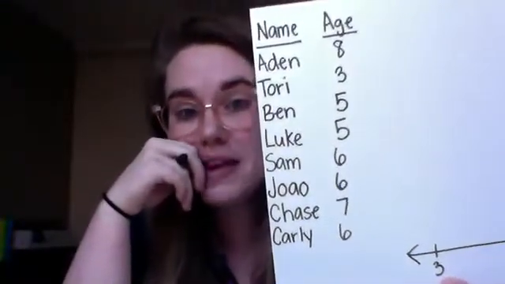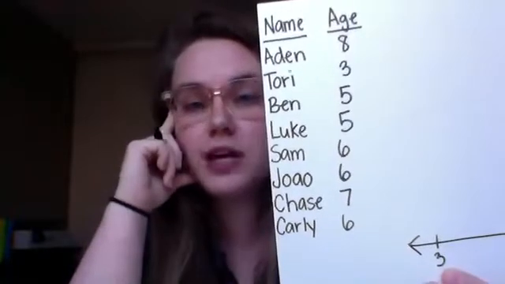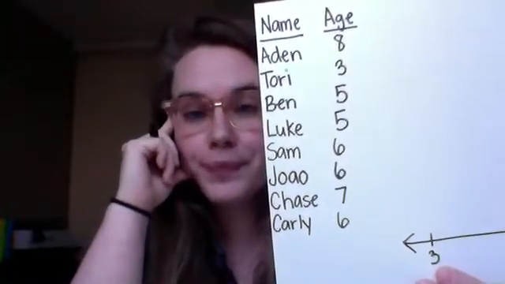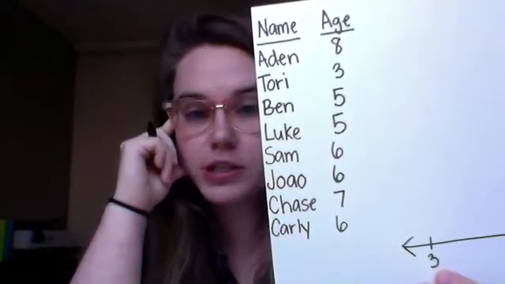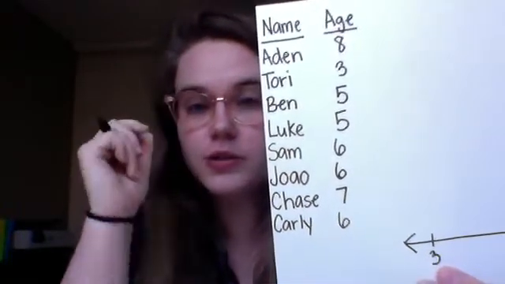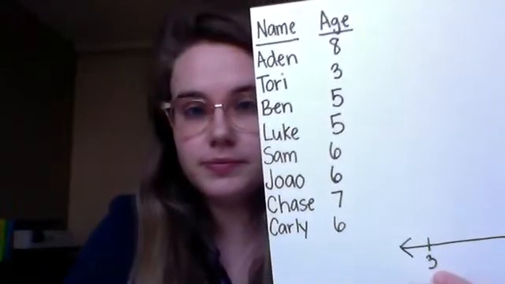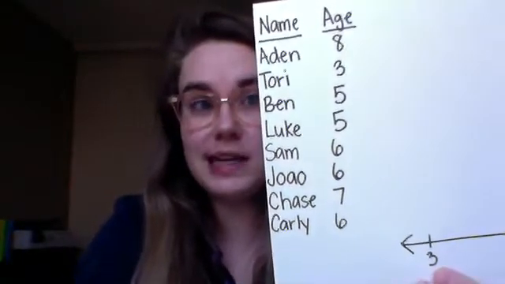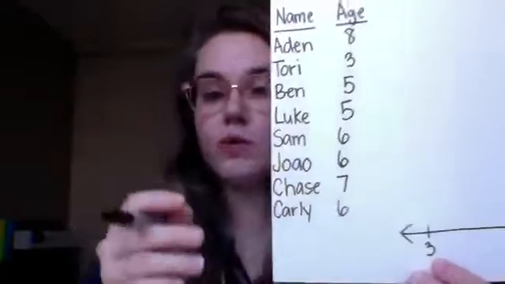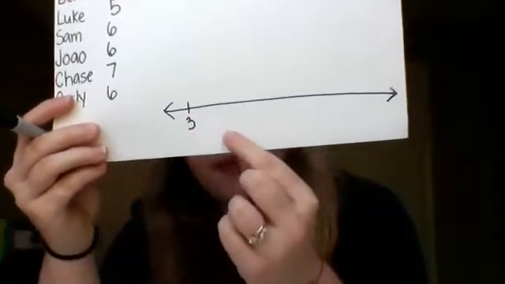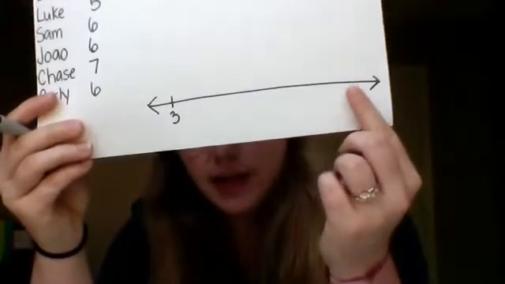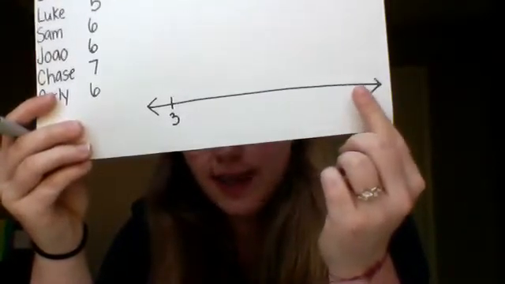Now, what is the biggest number? What's the biggest age that you see? What's the name of the child that has the largest number or age? So it's Aiden, right? 8. So when we're talking about range, we want to put 3 at the very front, and then the biggest number we have is 8. So it's going to go down here at the end. So I'm going to put 8. That means that's the number I have to go up to.